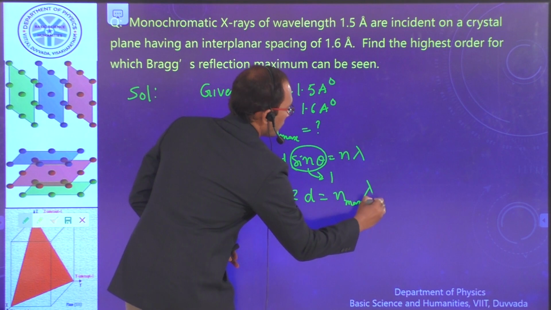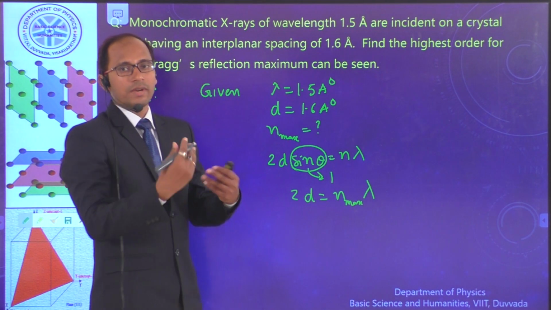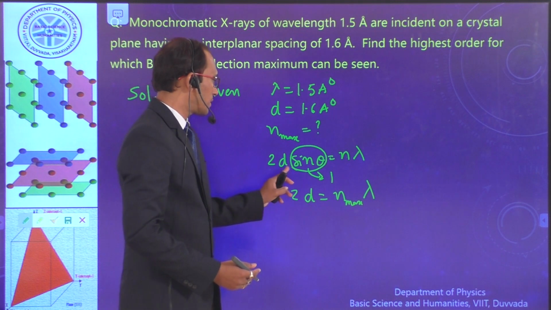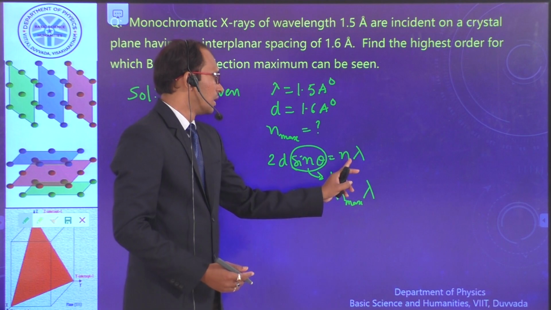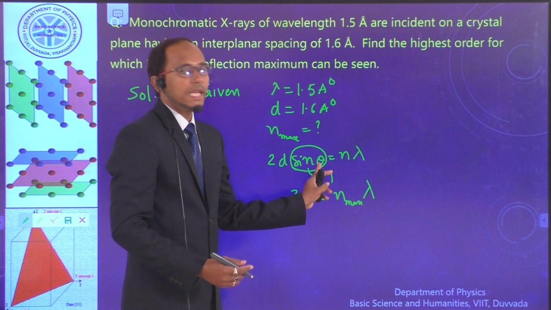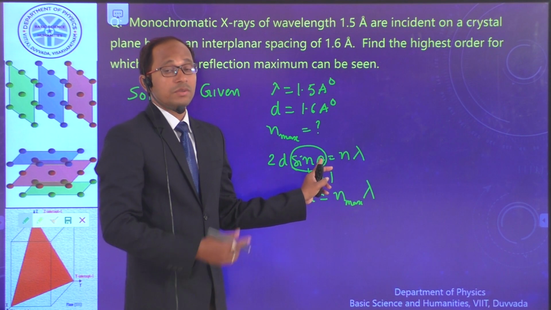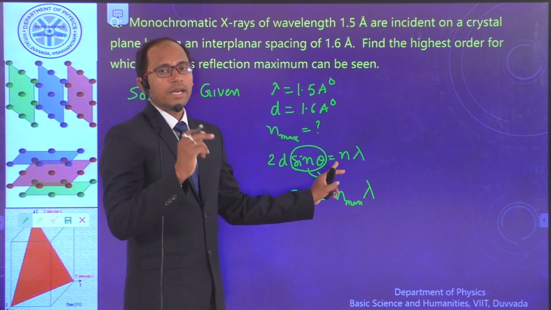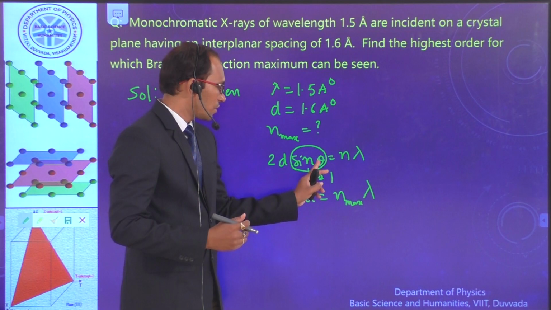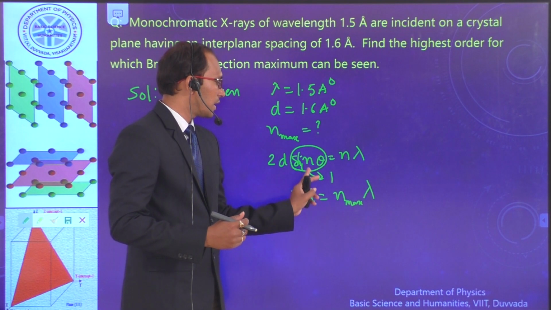That means n is maximum when sin theta is maximum, because d is fixed and lambda is fixed. So these are the constant values, and the n value depends only upon the angle theta. That we have also seen in the animation. If we change the theta angle, then the order of diffraction will change. So theta maximum means sin theta is maximum, which is 1.